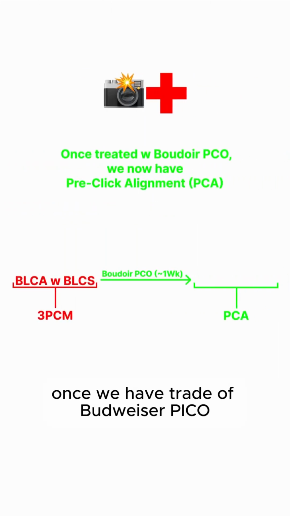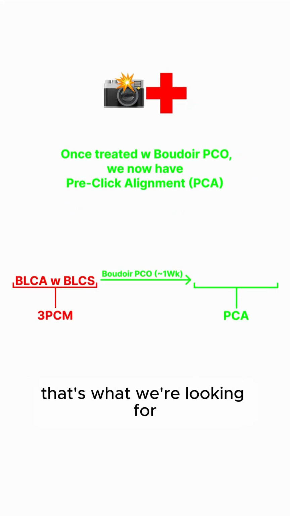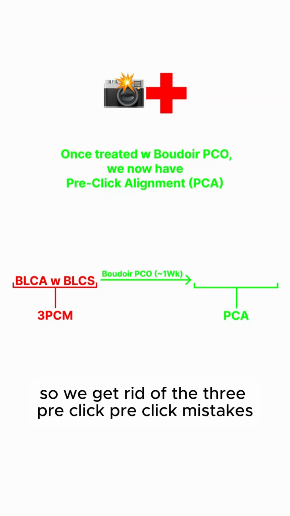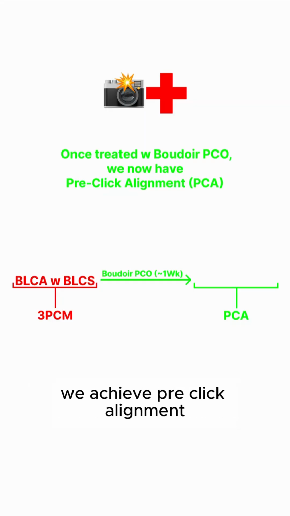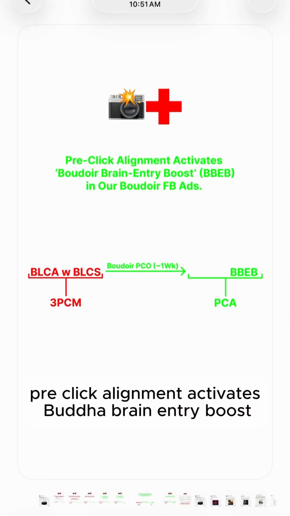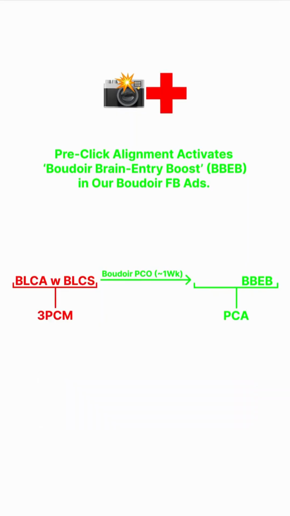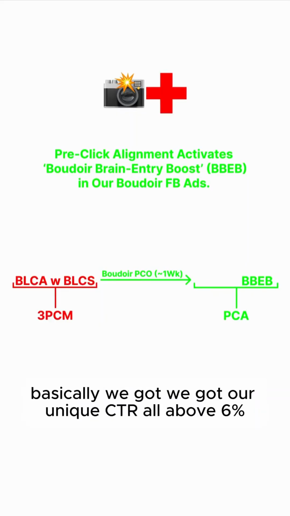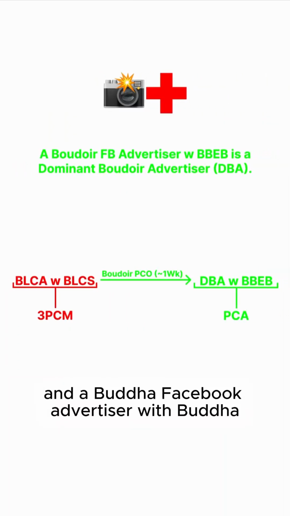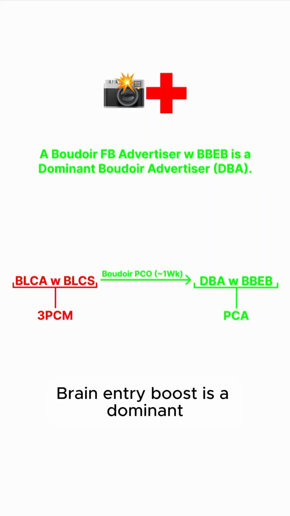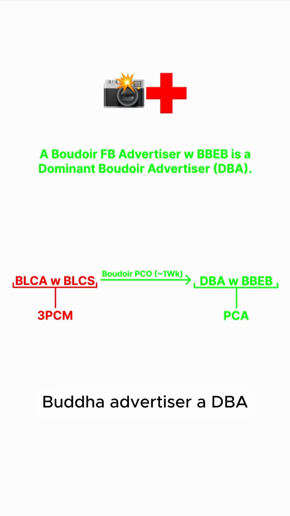Once we have treated with Boudoir Pico, we now have pre-click alignment, PCA. That's what we're looking for. So we get rid of the 3 pre-click mistakes, we achieve pre-click alignment. Now, pre-click alignment activates Boudoir brain entry boost in our Boudoir Facebook ads. Basically, we got our unique CTR above 6%. And a Boudoir Facebook advertiser with Boudoir brain entry boost is a dominant Boudoir advertiser, a DBA.